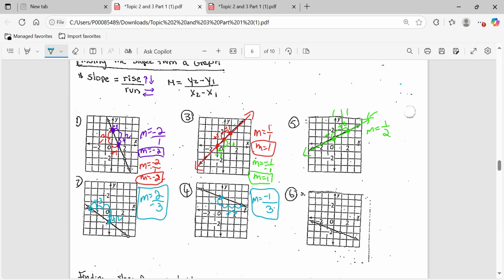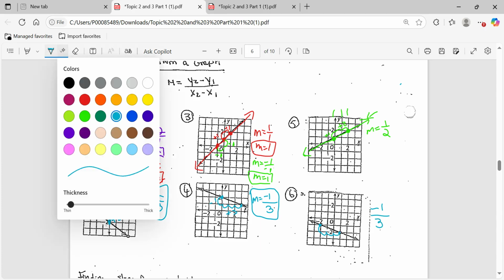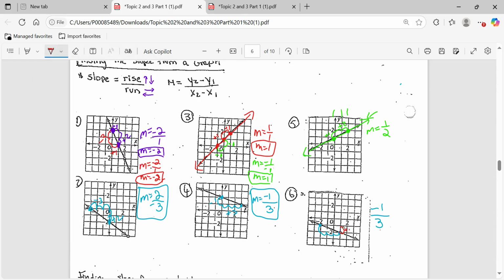Now let's look at number 6. You could have gone down 1 and right 3, or you could have gone up 1 and left 3, which would have been 1 over negative 3. But keep in mind, a positive divided by a negative is still just negative 1/3. So your slope is negative 1/3.